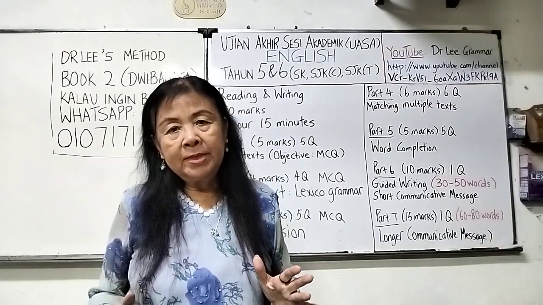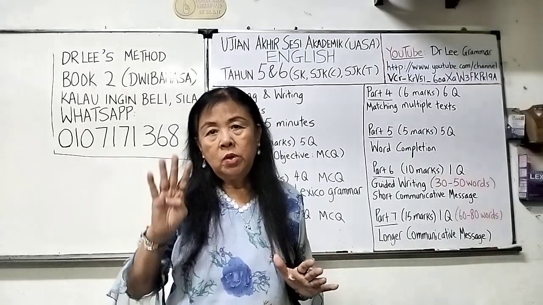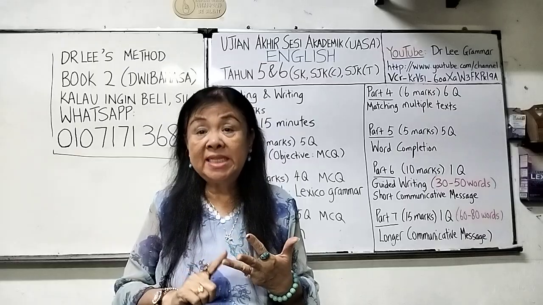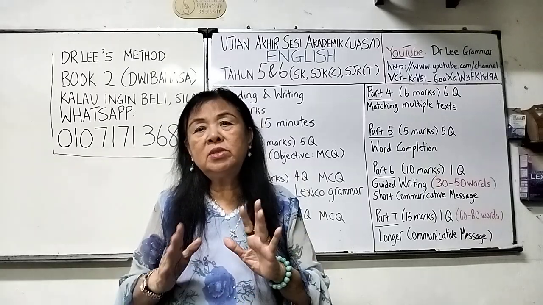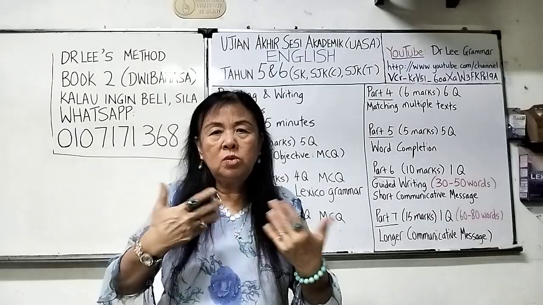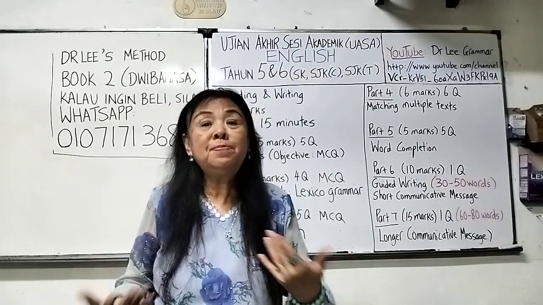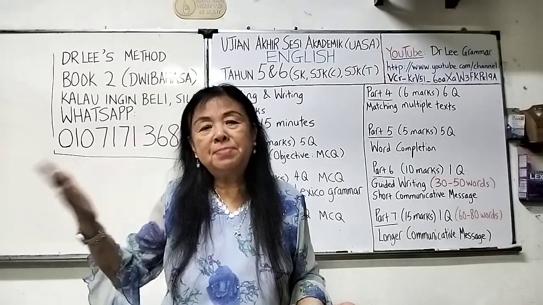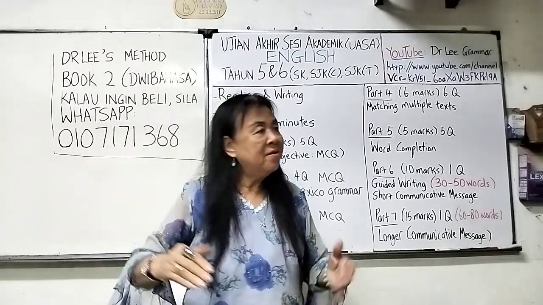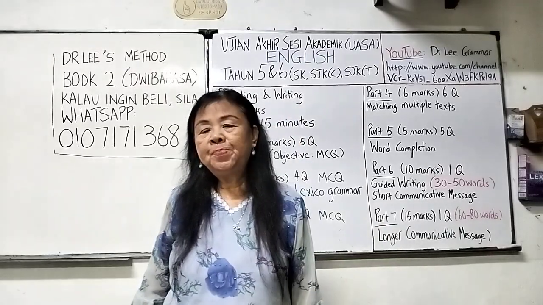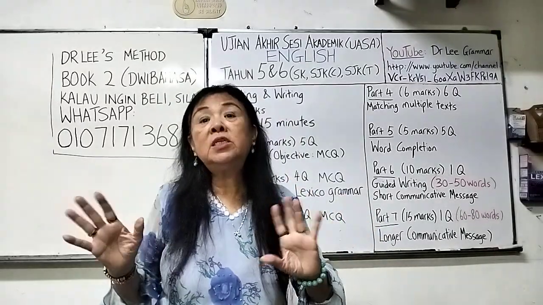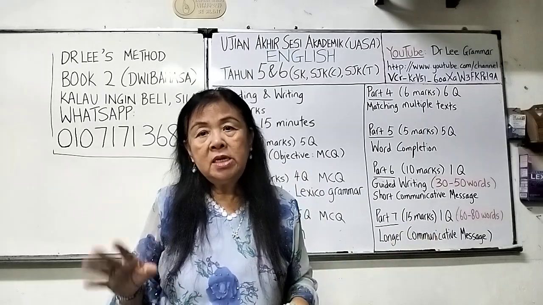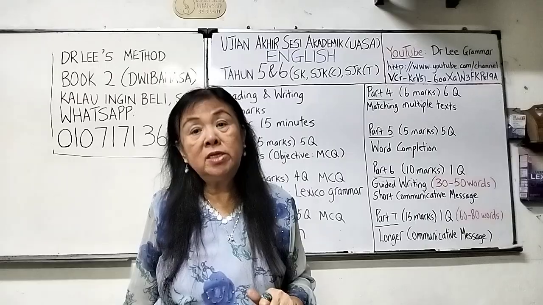Now you can see Bahasa Melayu, we have 4 parts. Bahagian A, bahagian B, bahagian C, bahagian D. For English, we don't use ABCD. The question papers that you are getting, you will not see part A, part B, but part 1, part 2, right up to part 7. So that is the difference between English and Bahasa Melayu. Bahasa Melayu 4 parts, English 7 parts. That's the first thing you should know.